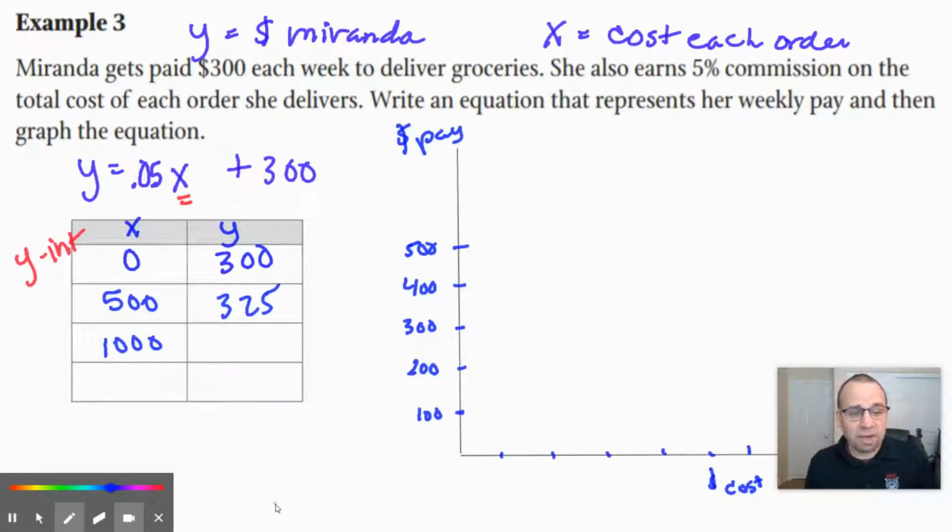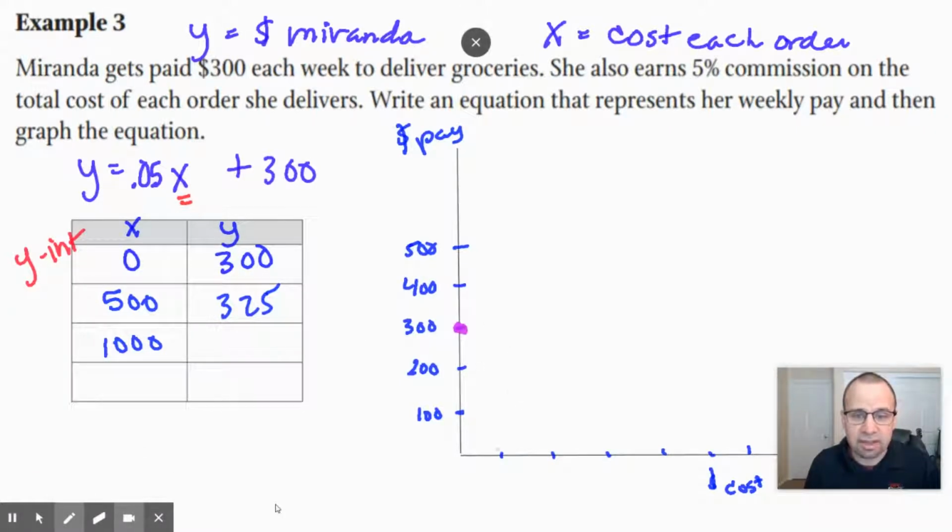Actually, let's go up by $500. And if you take a look, if we plug $500 into the equation, 500 times 0.05 is 25. You'll end up with 325. So let's start graphing this. We always start with the y-intercept again. There's the y-intercept. And then if we consider that we're going up by 500 each time, there's 1,000. And then this will be 2,000 way over here.